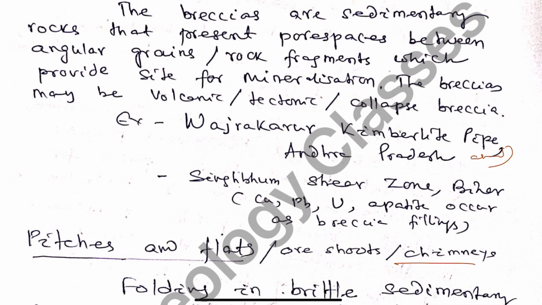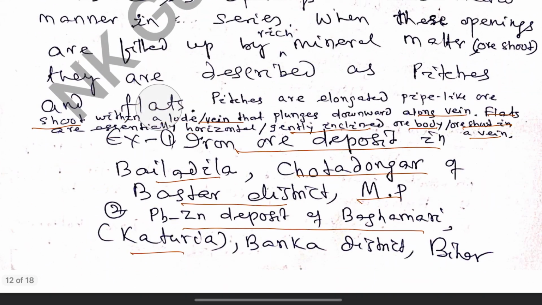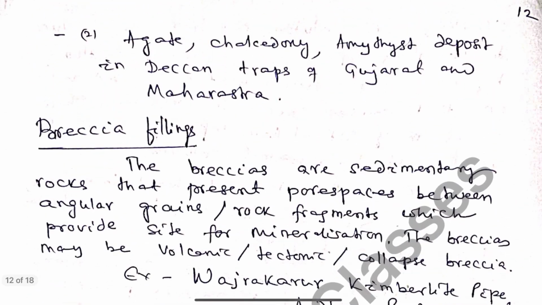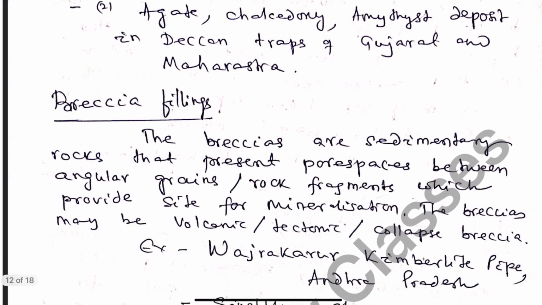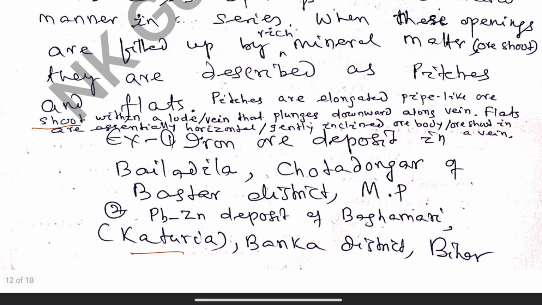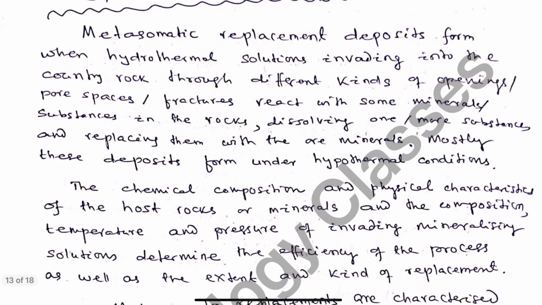And very important of the cavity filling deposits are the fissure veins. Fissure veins, ladder veins, saddle reefs, stockwork. These are very common cavity filling deposits. Now let us discuss metasomatic replacement.